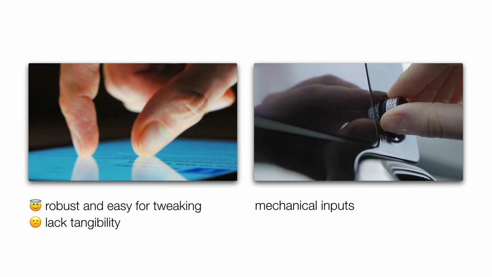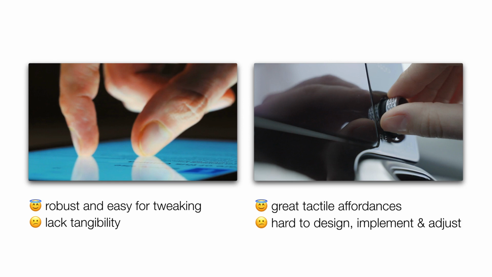While touchscreens offer a seamless, robust, and reconfigurable platform for designers to tweak and test, they lack tangibility. Conversely, mechanical interfaces offer great tactile affordances, but they can be difficult to design, implement, and adjust at scale.